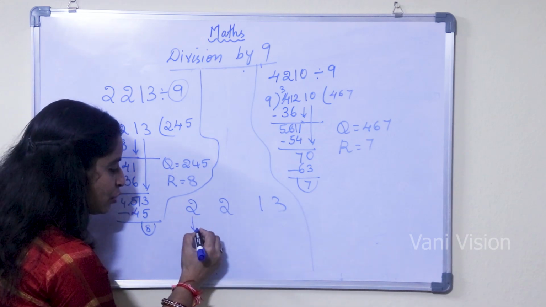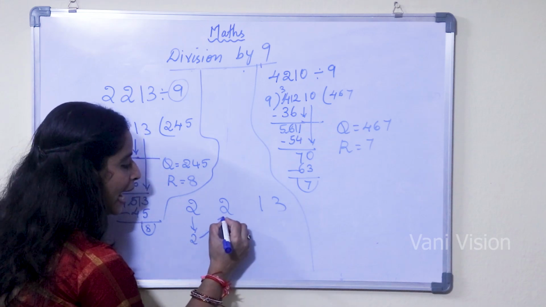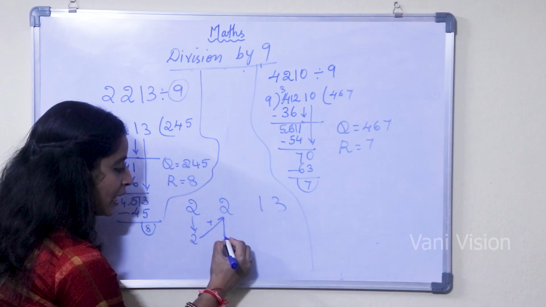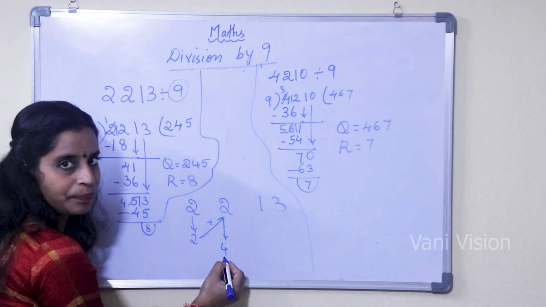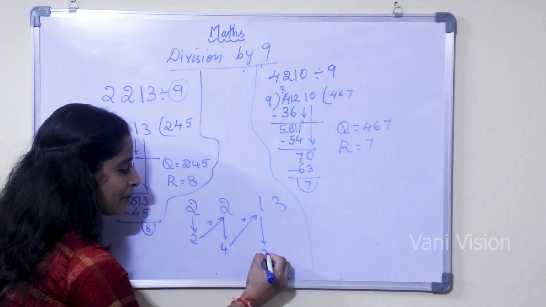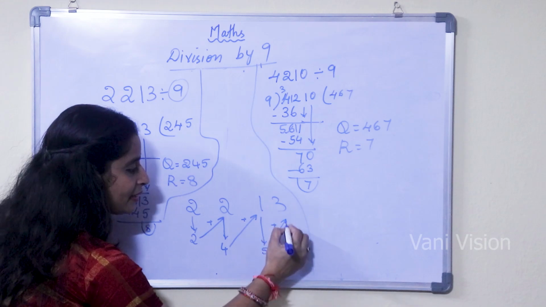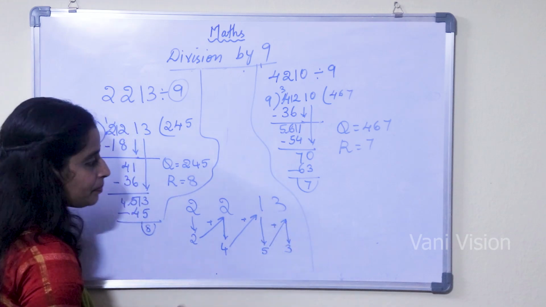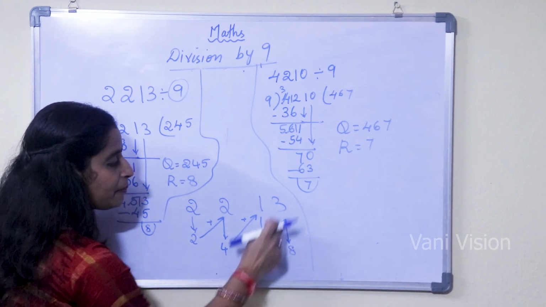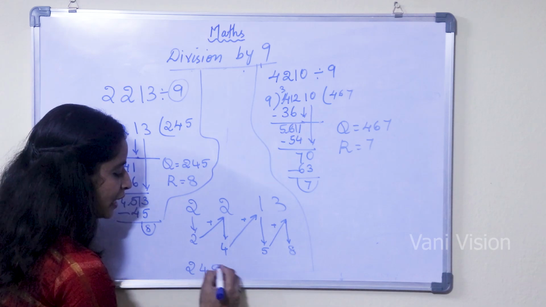So I'm writing this 2 as it is. Okay. Then this 2 should be added with the beside number. Up beside number, that is 2. So what answer will you get? 4. And then this 4 should be added with 1. Then it becomes 5. And then this 5 should be added with 3. Then it becomes 8. 5 plus 3, 8. So now all together you write 2, 4, 5, 8.